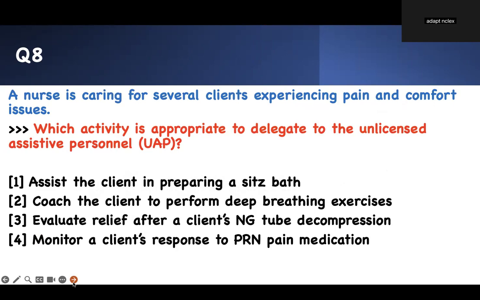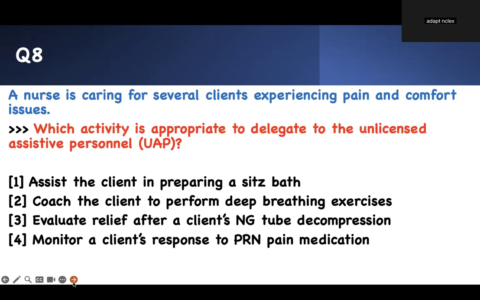Which activities are appropriate for the UAP? This is different. Now, different pain therapy. But I give you the clue. They can provide comfort and non-invasive. The key word is non-invasive. Write it down. Non-invasive. Put it in the comment and say hashtag non-invasive UAP.